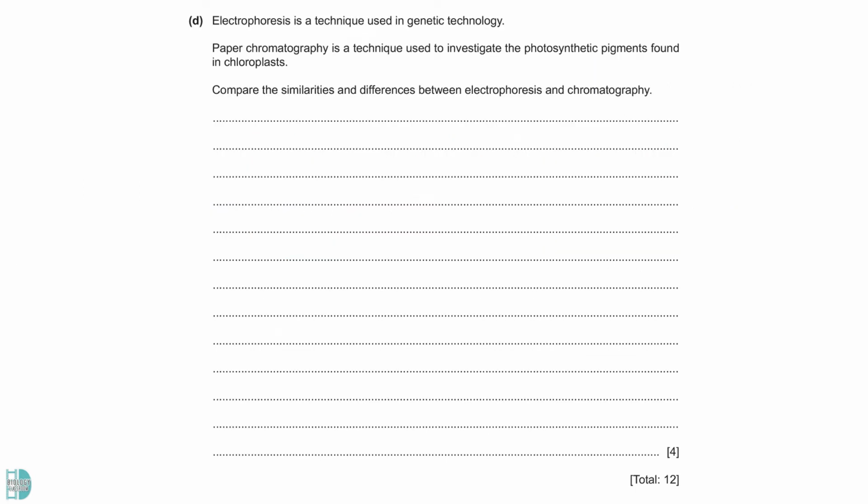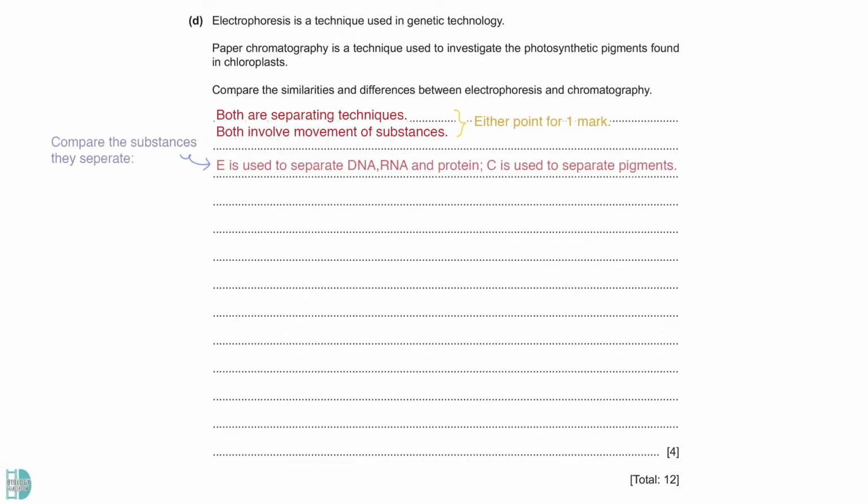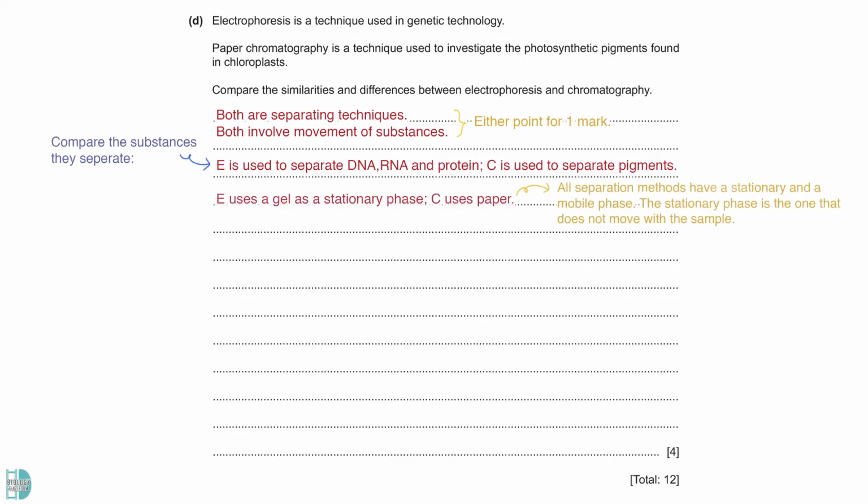D. Compare the similarities and differences between electrophoresis and paper chromatography. Both techniques are separating techniques which involve the movement of substances in a mixture. However, electrophoresis is used to separate DNA, RNA, and protein. Chromatography is used to separate pigments in a plant extract. The stationary phase is not the same. They are agarose gel and paper.